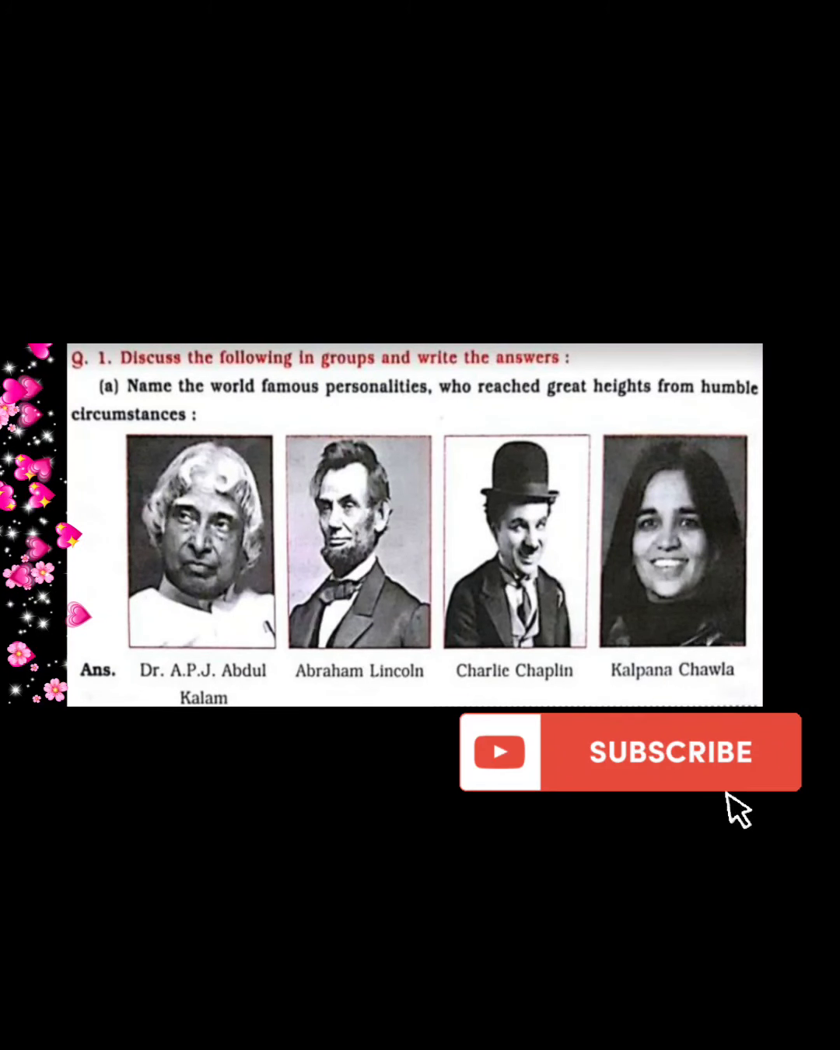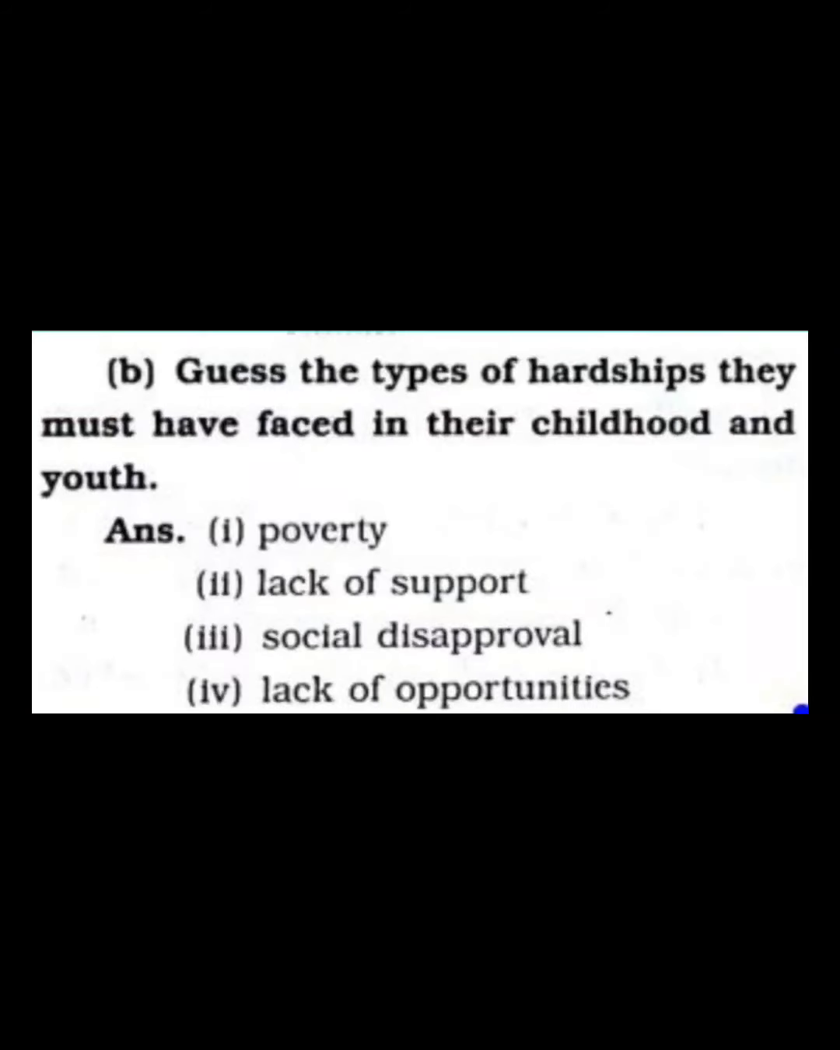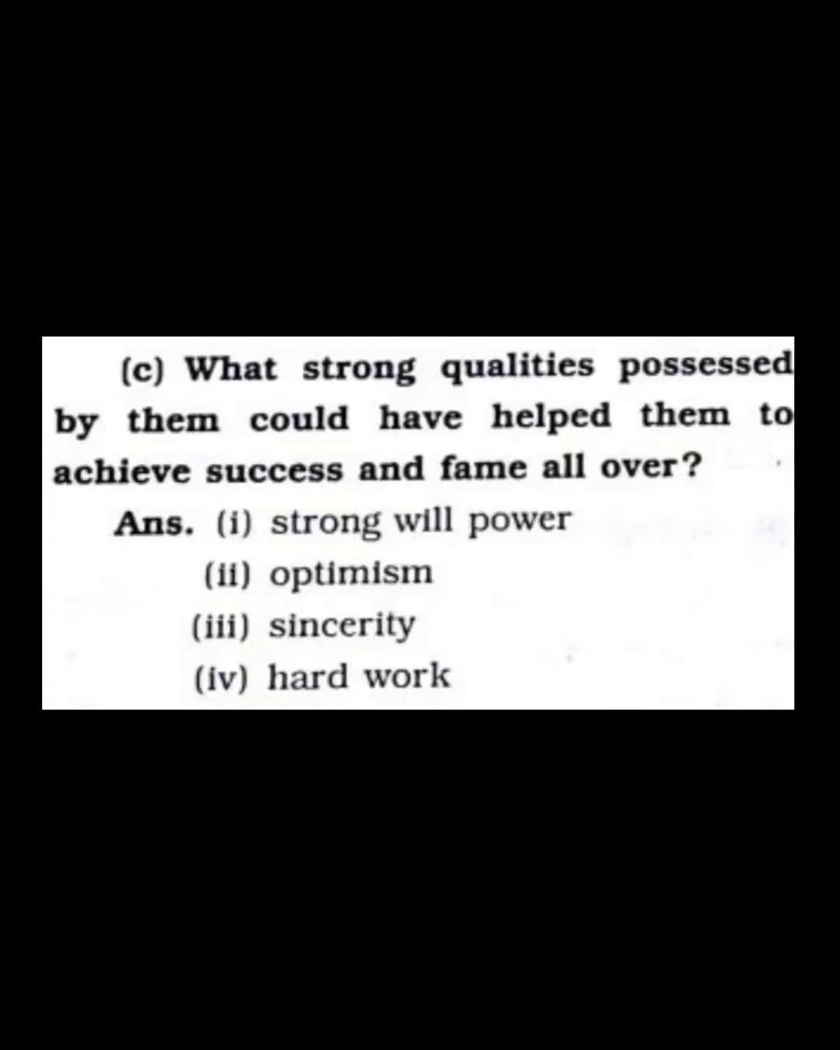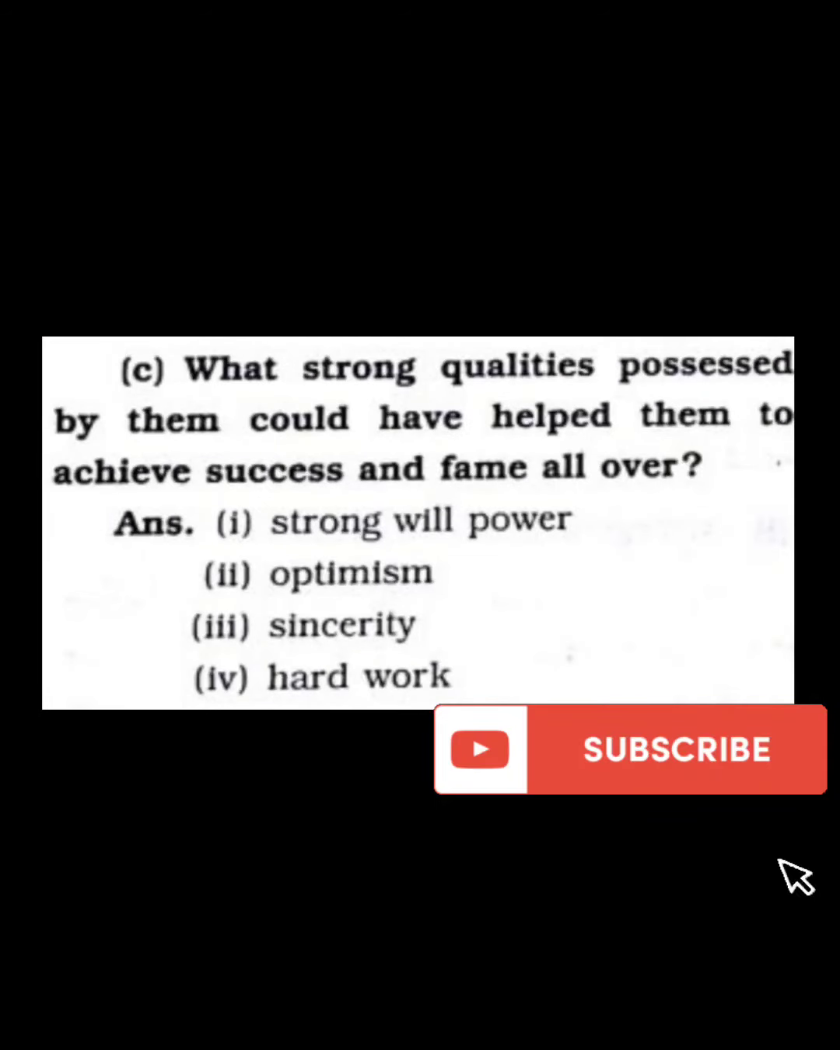Let's start. Here are four famous personalities. They are Dr. APJ Abdul Kalam, second is Abraham Lincoln, third is Charlie Chaplin, and fourth is Kalpana Chawla. Next is guess the type of hardship they must have faced in their childhood and youth. That is poverty, lack of support, social disapproval, and lack of opportunity. These were the types of hardship which they have faced.